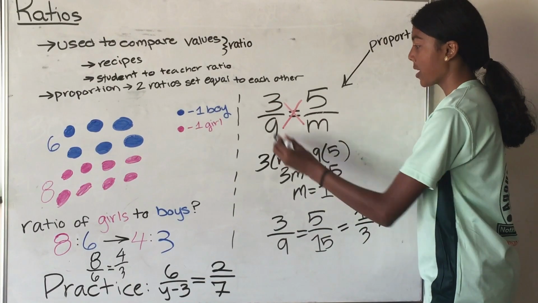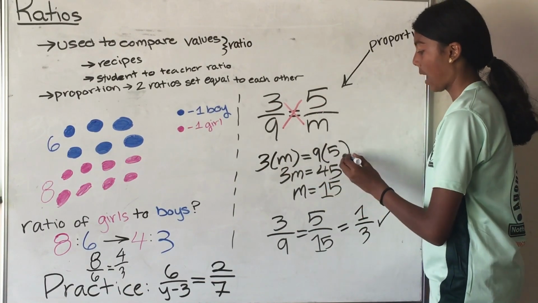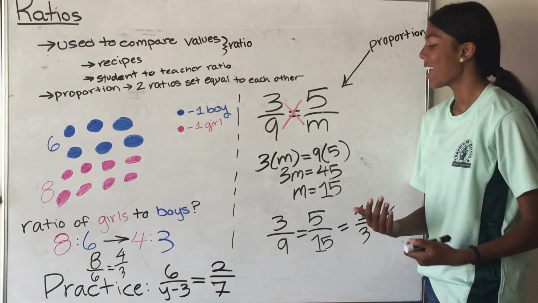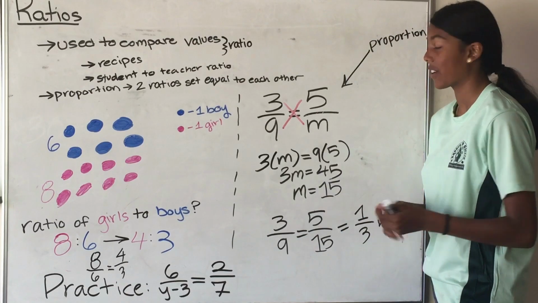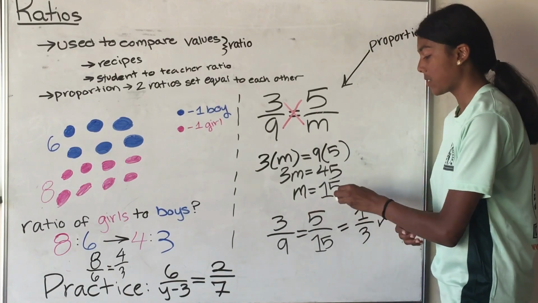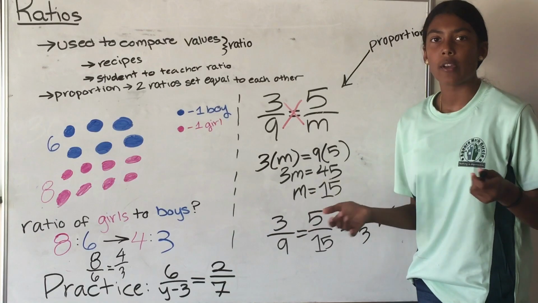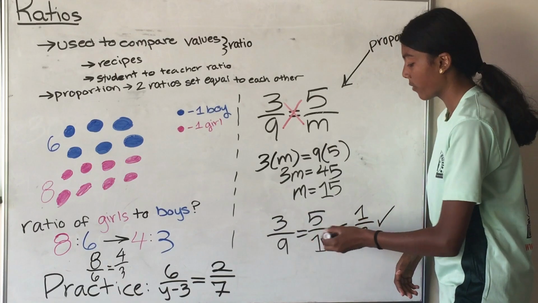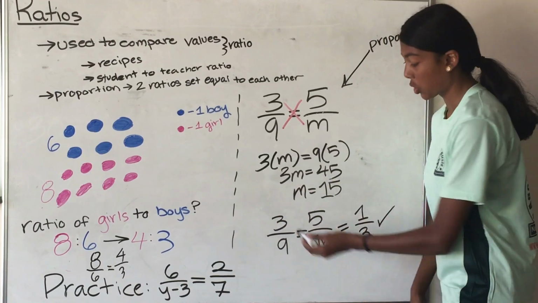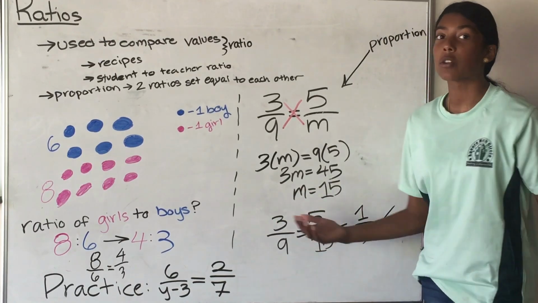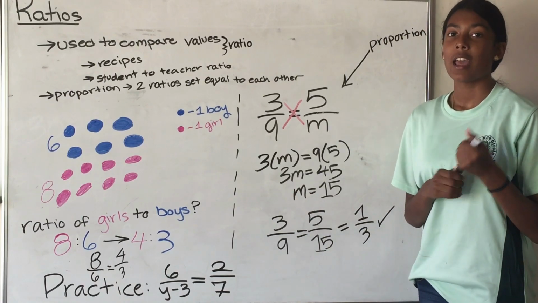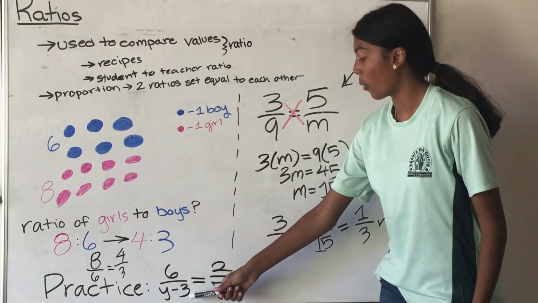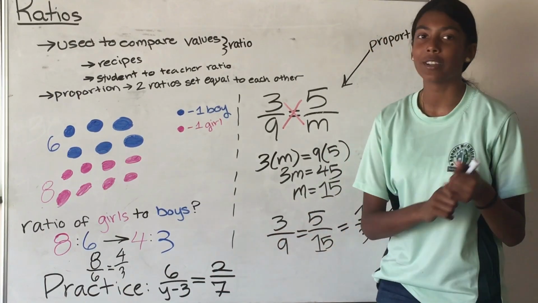So doing this, we get 3n is equal to 5 times 9. So 3n equals 45, since 9 times 5 is 45. And then we're going to divide both sides by 3 to figure out what n is. So n is 15. But how do we know if it's right for sure? We are going to check it. So 3 ninths is equal to 5 over 15. And we know that's true because 3 ninths can be simplified to 1/3, and so can 5 fifteenths. And for practice, I want you guys to do the following proportion: 6 over y minus 3 is equal to 2 over 7.